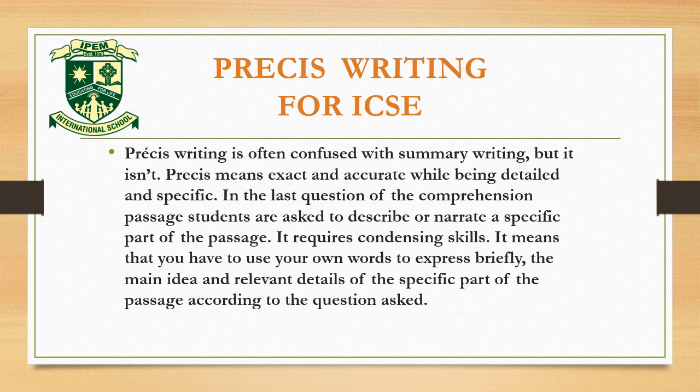Precis means exact and accurate while being detailed and specific, whereas in a summary, you are allowed to restate the author's main ideas only after omitting certain parts of it, which means that you can write the same things that the author has written by removing certain parts of it. You don't have to change it into your own language. But in a precis, you have to convert everything in your own words.